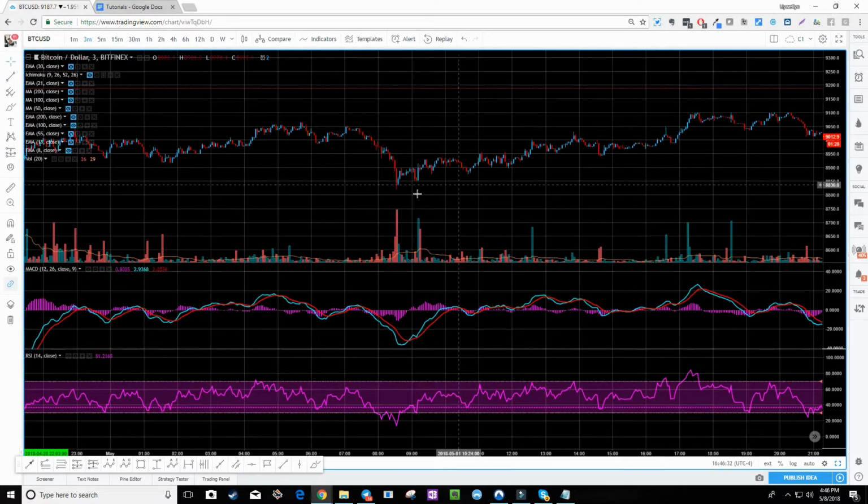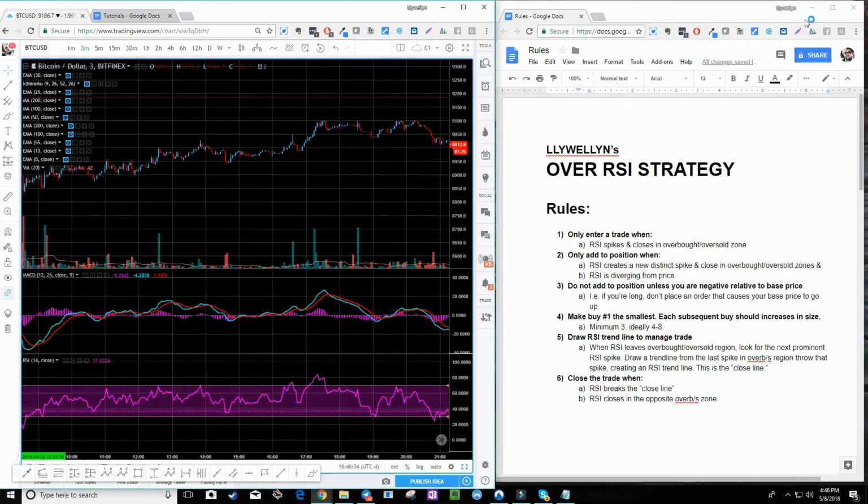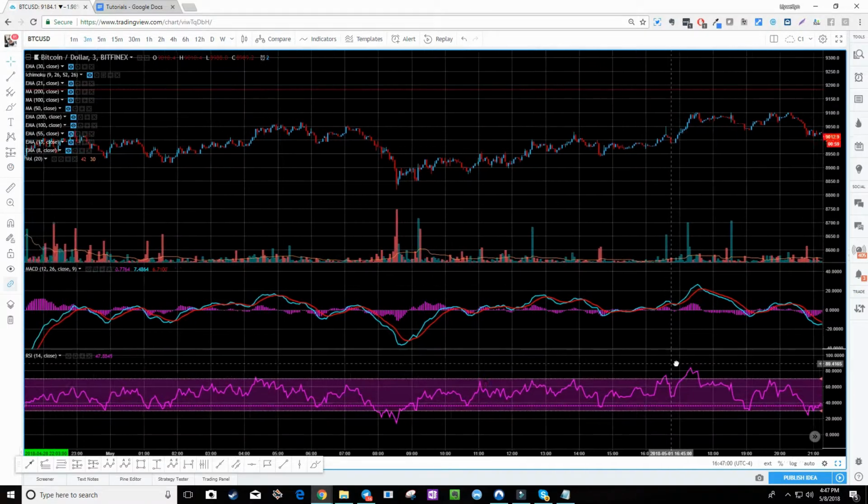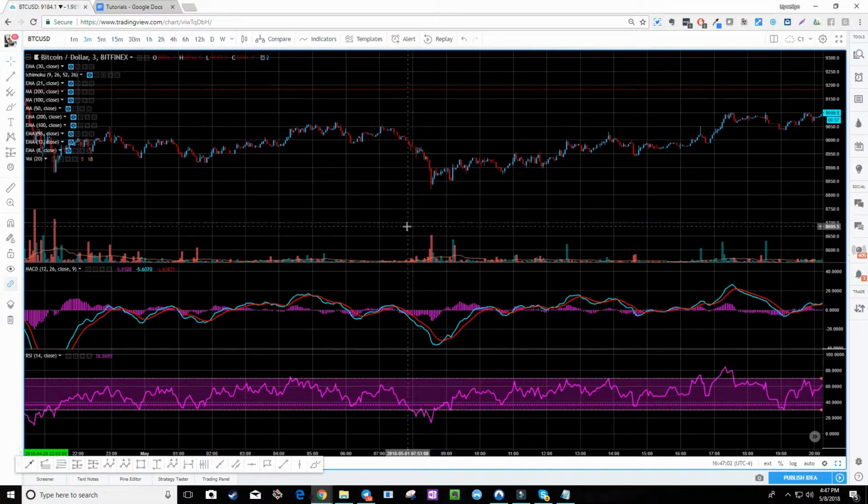So let's see, I have a list of rules that I made. All right, cool. So here's how it goes. Rule number 1 is only enter a trade when RSI spikes and closes in an overbought or oversold zone. So for RSI, our overbought zone is above 70, our oversold zone is below 30. So you can see with RSI, it's spiking into these territories. So essentially when it does that, that signals to us that we can start to enter a trade.